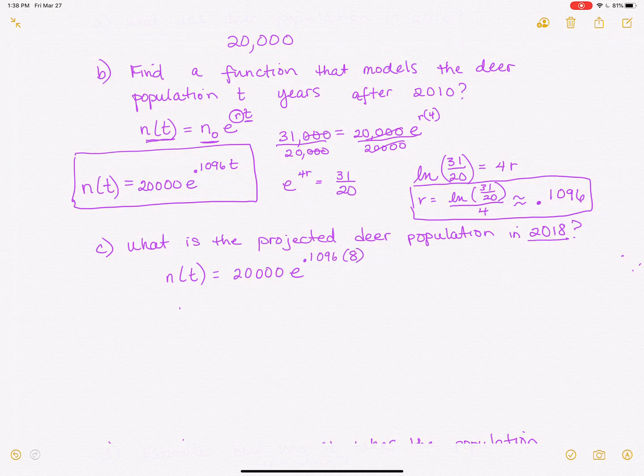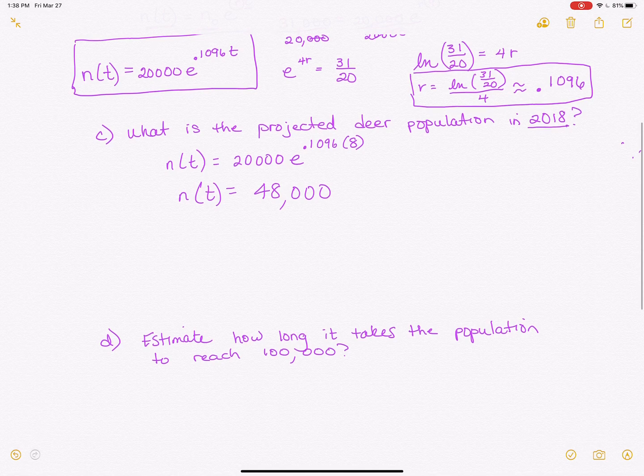And then you're just going to plug this in your calculator. And you're going to get approximately 48,000. And that's all they ask for. They just ask for an approximation. So your C answer is about 48,000 deer.